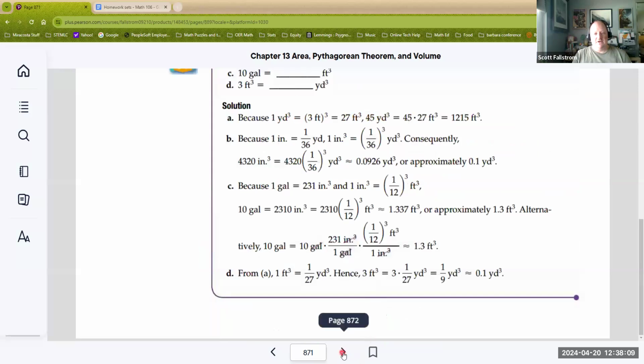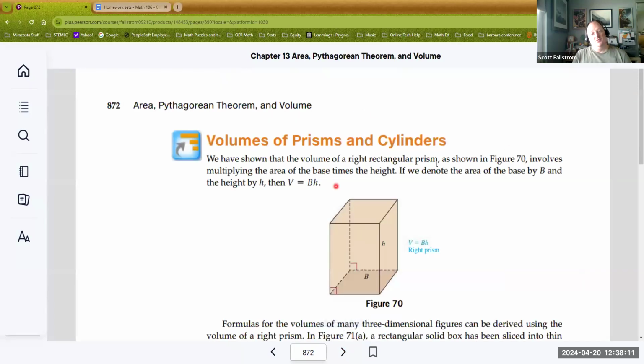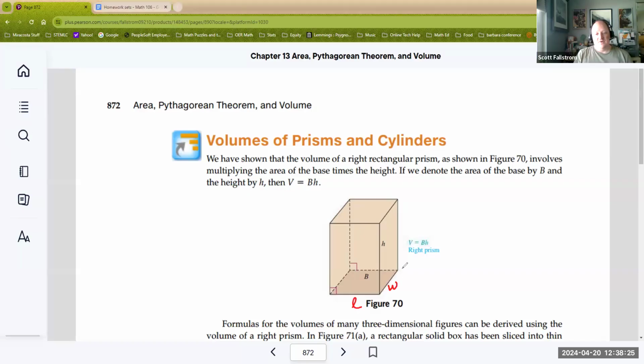Okay. Let's see here. What else do we have? Volumes of prisms and cylinders. Well, if I have a rectangular solid, it is a prism. Therefore, the volume is base times height. And remember at the beginning of the section, they said it's the length times the width, so the volume is the length times the width times the height. Just remember, length times width is the area of the base.